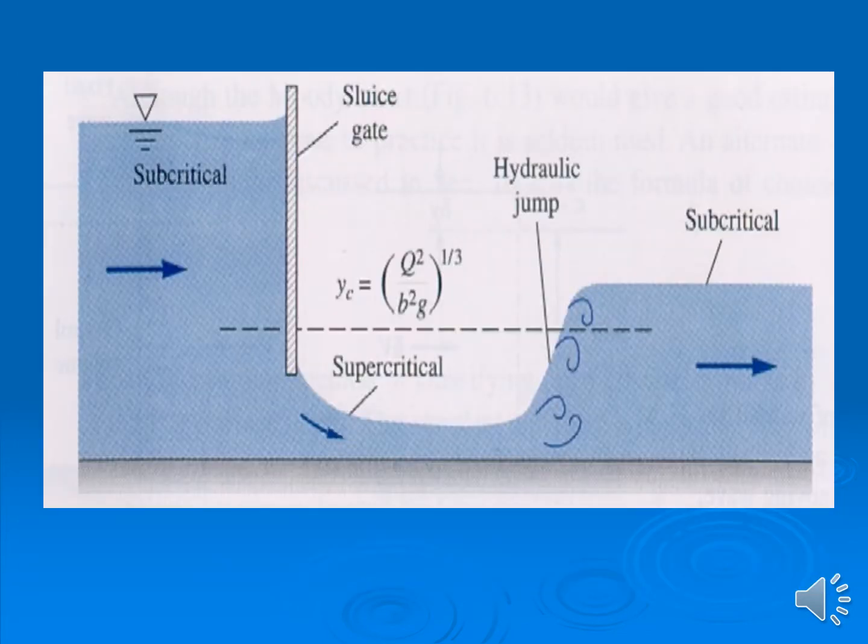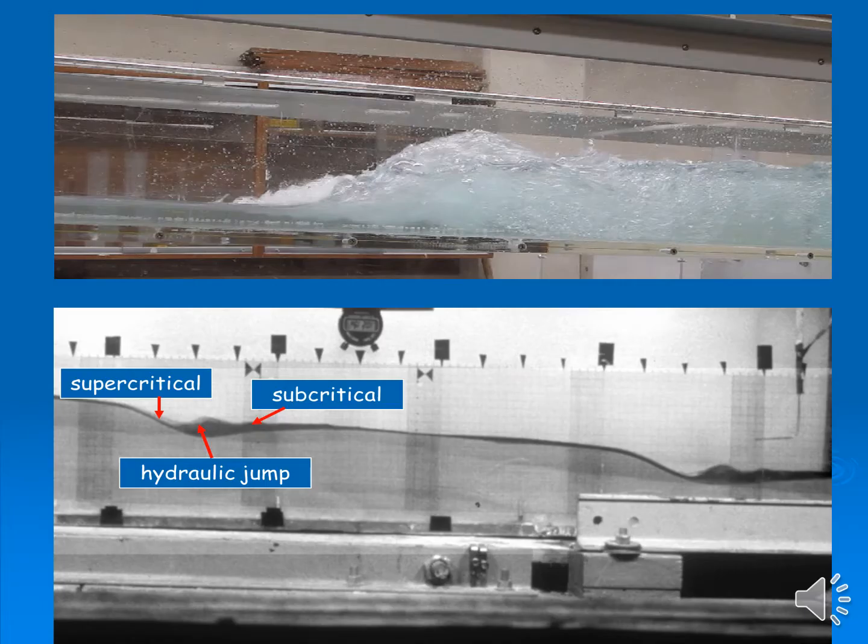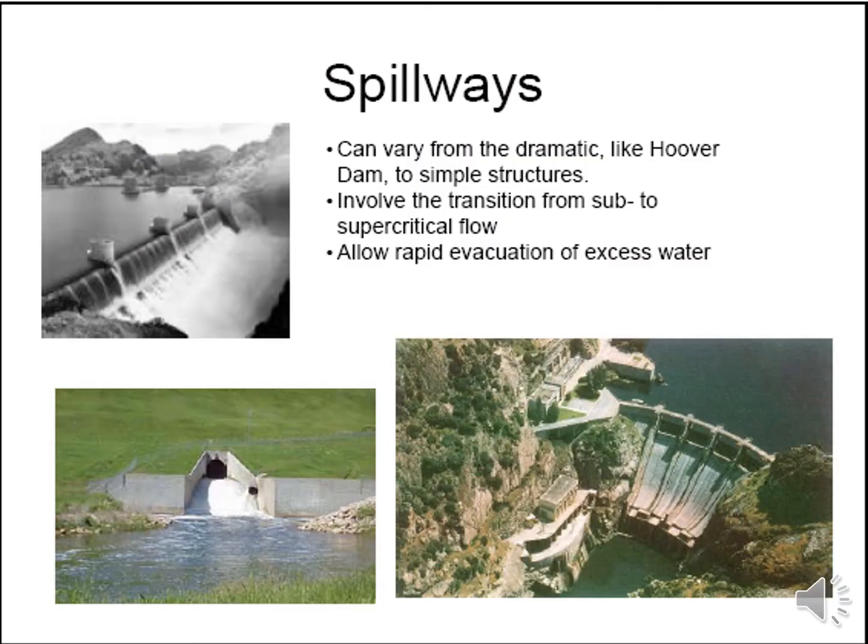One application of hydraulic jump can be seen here using a sluice gate, where the hydraulic jump occurs from the transition between supercritical flow to subcritical flow. And this is an application in laboratory using the open channel device. Well, this is the real-life application of hydraulic jump in the spillways.